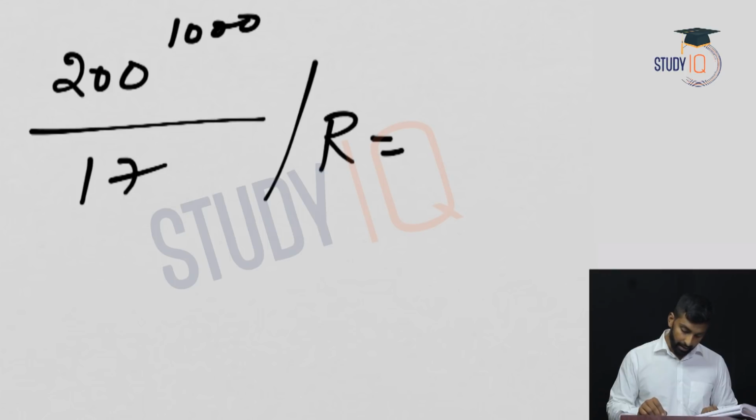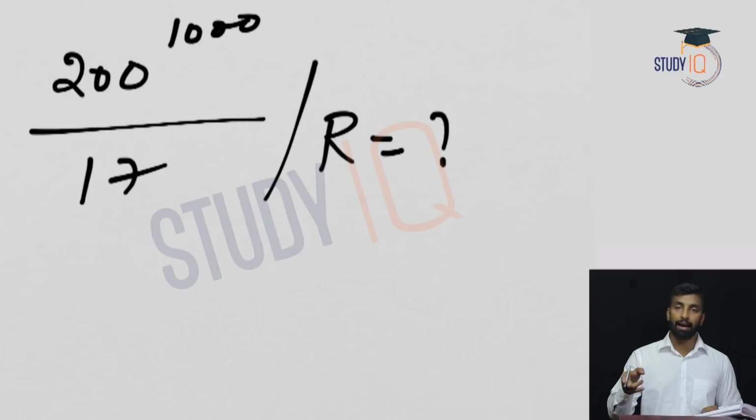So how will you solve it? 200 raised to 1000 divided by 17. You need to find the remainder. See, direct question. There is some issue towards the end. Otherwise, it's a direct question. You will apply Fermat theorem and you can solve.